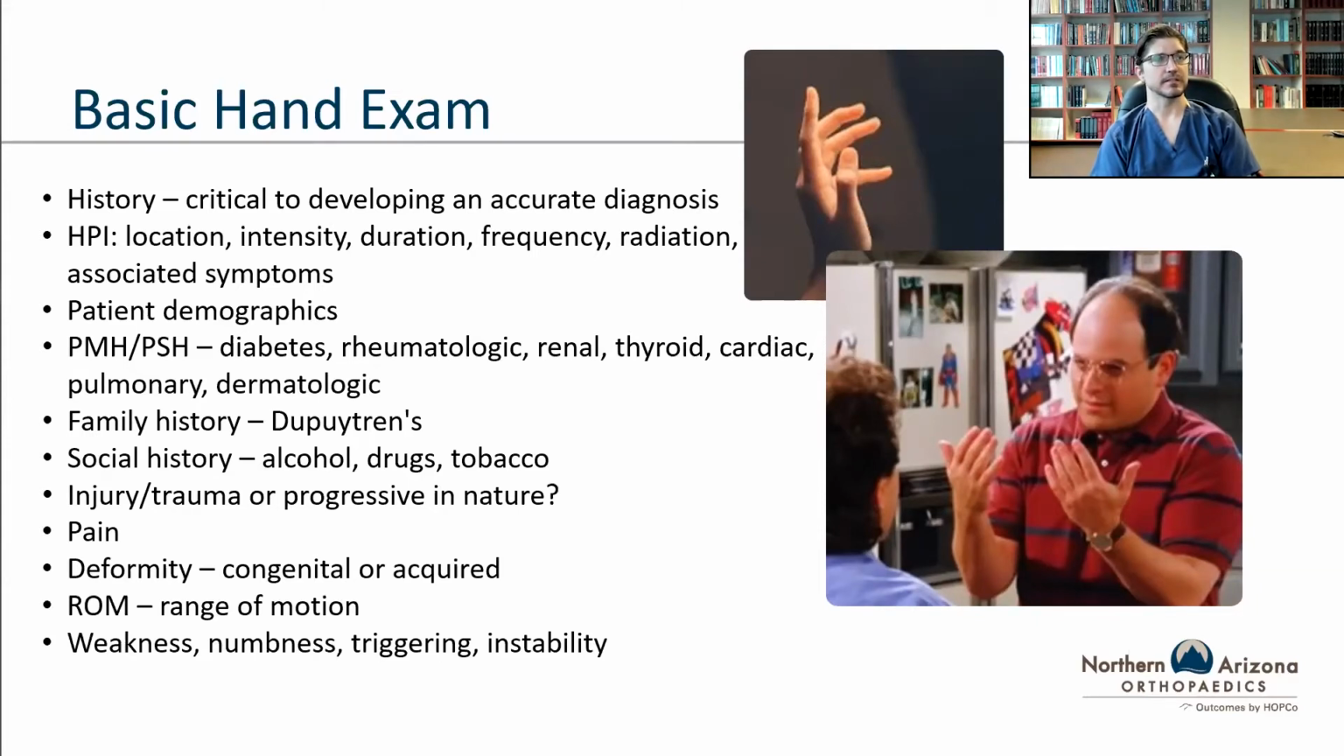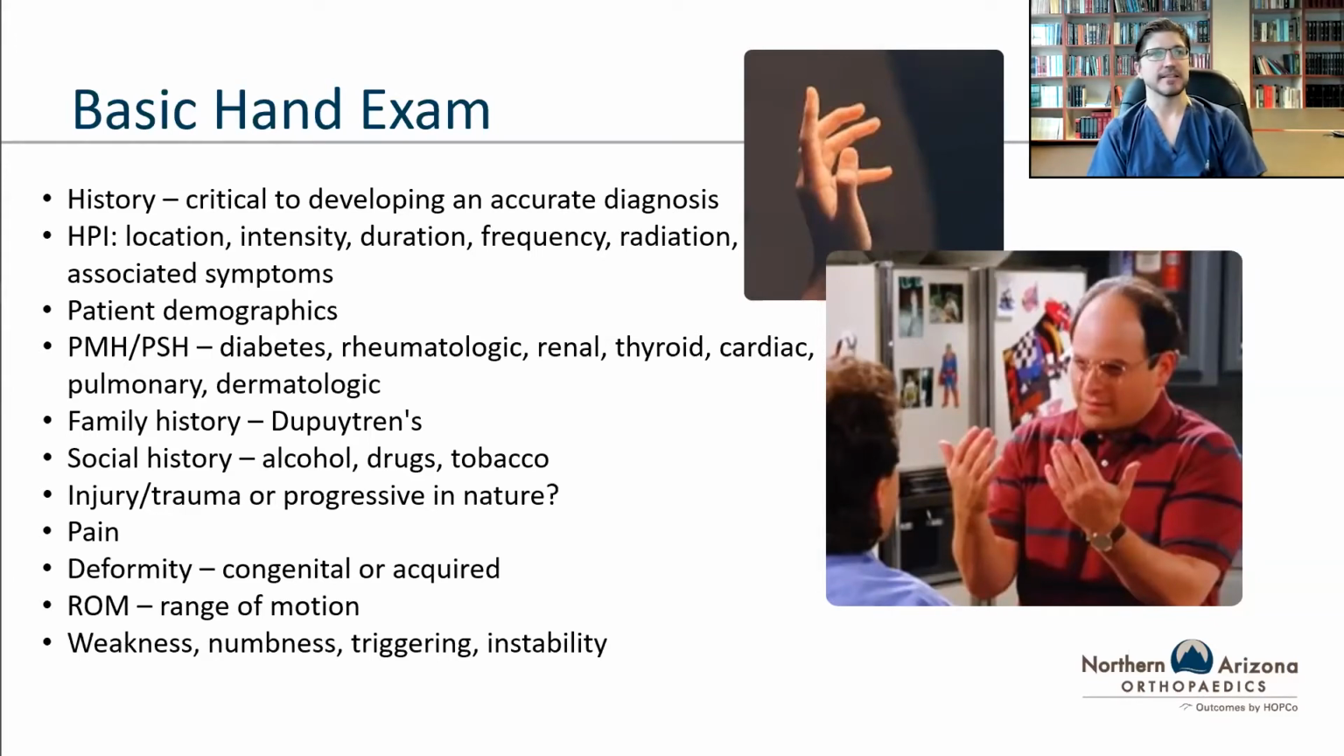I evaluate each patient's past medical history and past surgical history for things like diabetes, rheumatoid arthritis, kidney disease, thyroid disease, heart disease, as well as skin disorders. We'll also ask specific questions related to specific diagnoses, specifically Dupuytren's, which I'll touch base on later. Social history is also critical, whether or not the patient is a smoker, uses alcohol, etc.